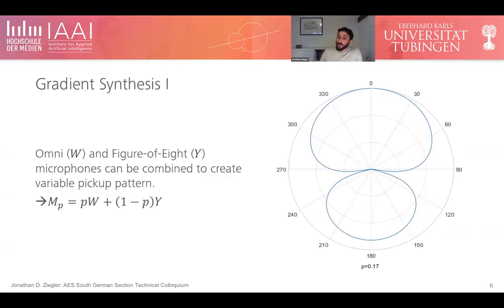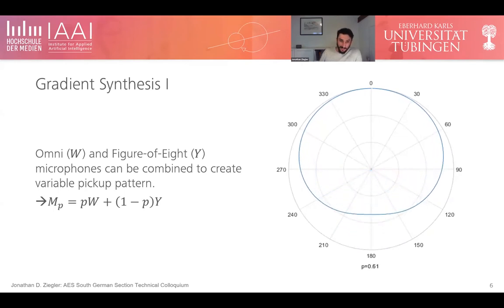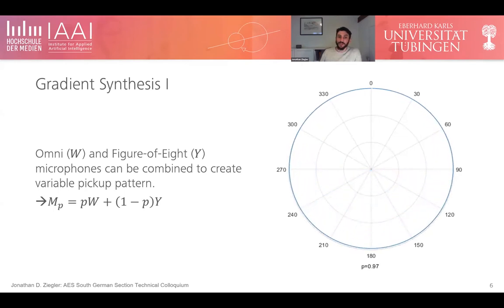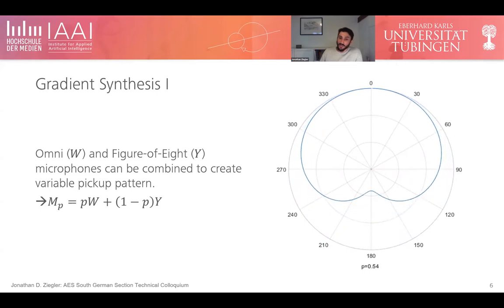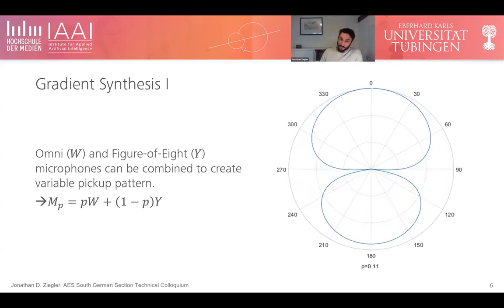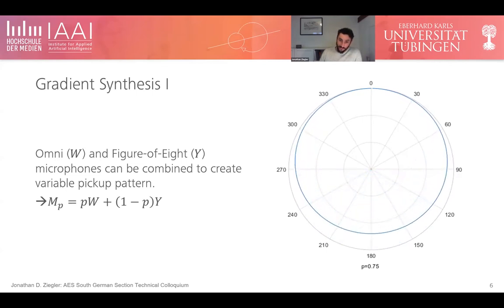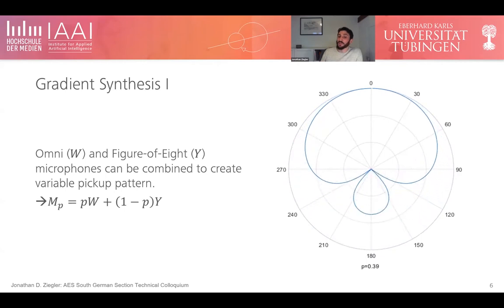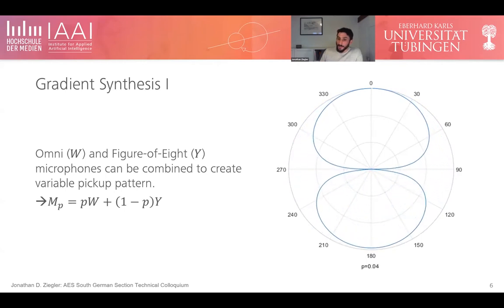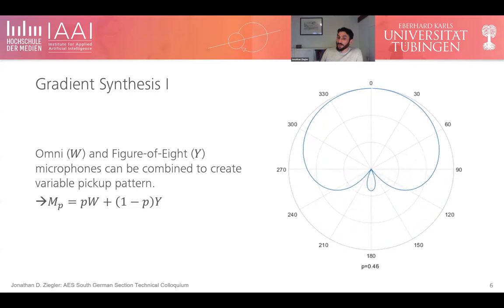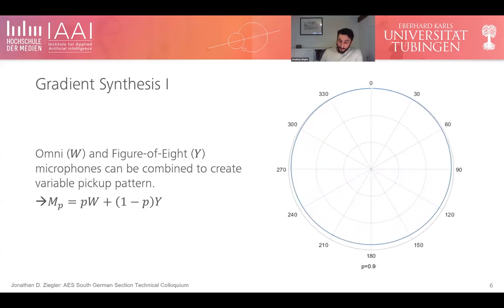The first phenomenon we use is that if you combine a closely spaced omnidirectional and figure of eight microphone, you can, just by varying this polar parameter P, create any desired first order polar pattern that you want. So as you can see on the right, this is the synthesis of the combination of these two virtual microphones. And the only thing that we're manipulating is this polar parameter P.